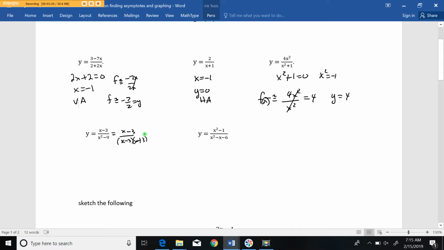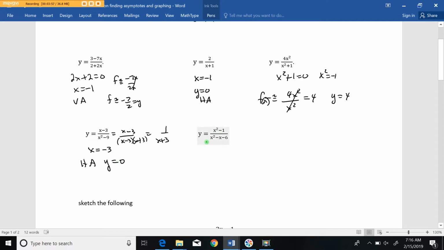However, you'll also notice that these cancel. So this is equal to 1 over x plus 3. Because these cancel, the value 3, even though it's not allowed, does not give us a vertical asymptote, because this function is effectively 1 over x plus 3. So the only vertical asymptote here is at x equals minus 3. We get the horizontal asymptote by noticing that the bottom is a higher power than the top. So as x gets large, the bottom is going to get bigger faster than the top, and this function is going to go to 0. So the horizontal asymptote is y equals 0.